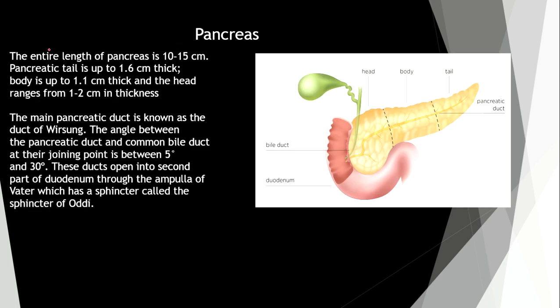Pancreas. The entire length of the pancreas is nearly 10 to 15 centimeters. The pancreatic tail is up to 1.6 centimeters thick. The body is up to 1.1 centimeters thick, and the head ranges from 1 to 2 centimeters in thickness. The main pancreatic duct is known as the duct of Wirsung. The angle between the pancreatic duct and common bile duct at their joining point is between 5 and 30 degrees. These ducts open into the second part of the duodenum through the ampulla of Vater, which has a sphincter called the sphincter of Oddi.